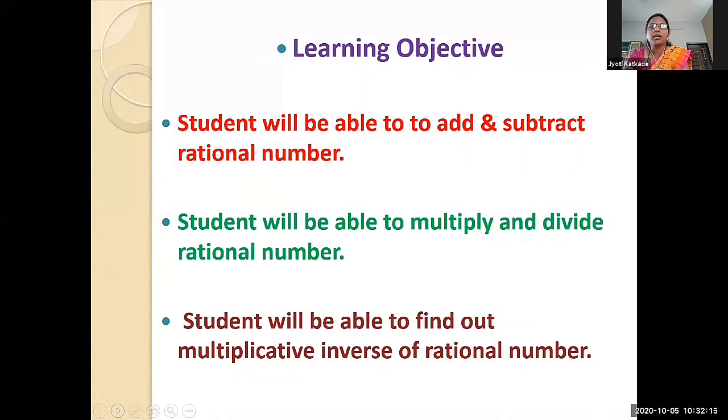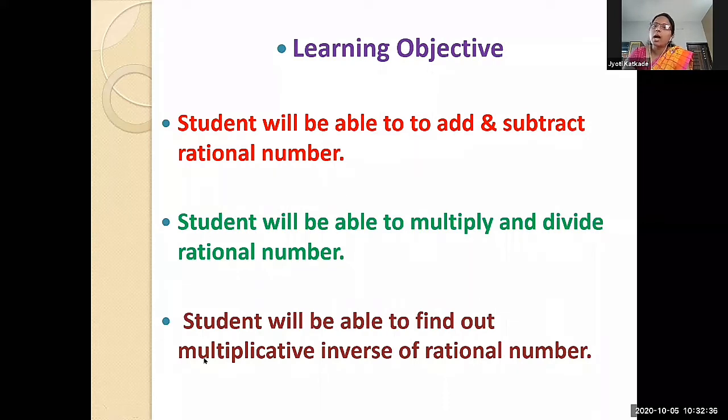First objective is students will be able to add and subtract rational numbers. Then second, students will be able to multiply and divide rational numbers. And third one is students will be able to find the multiplicative inverse of a rational number.